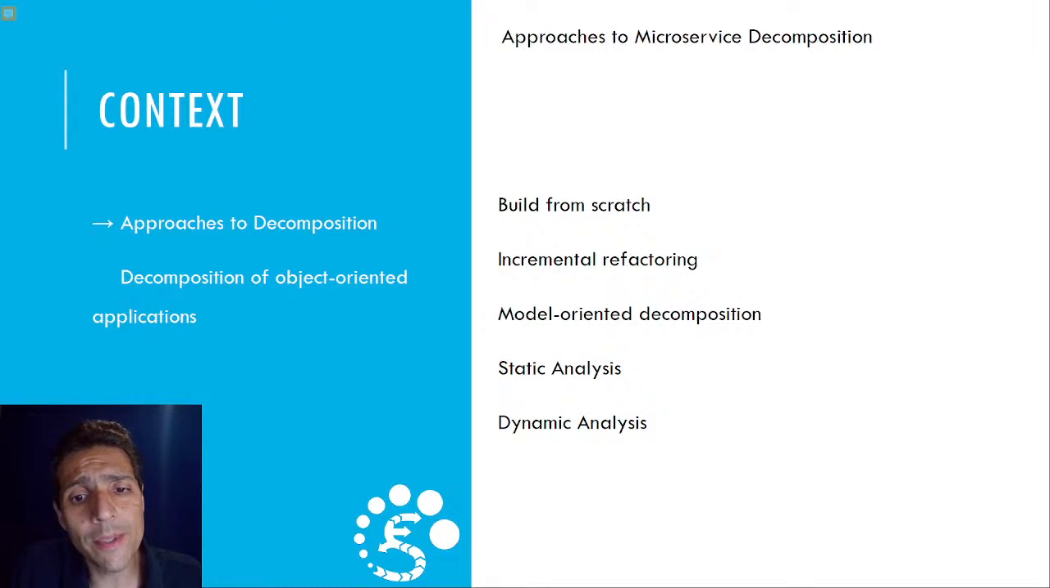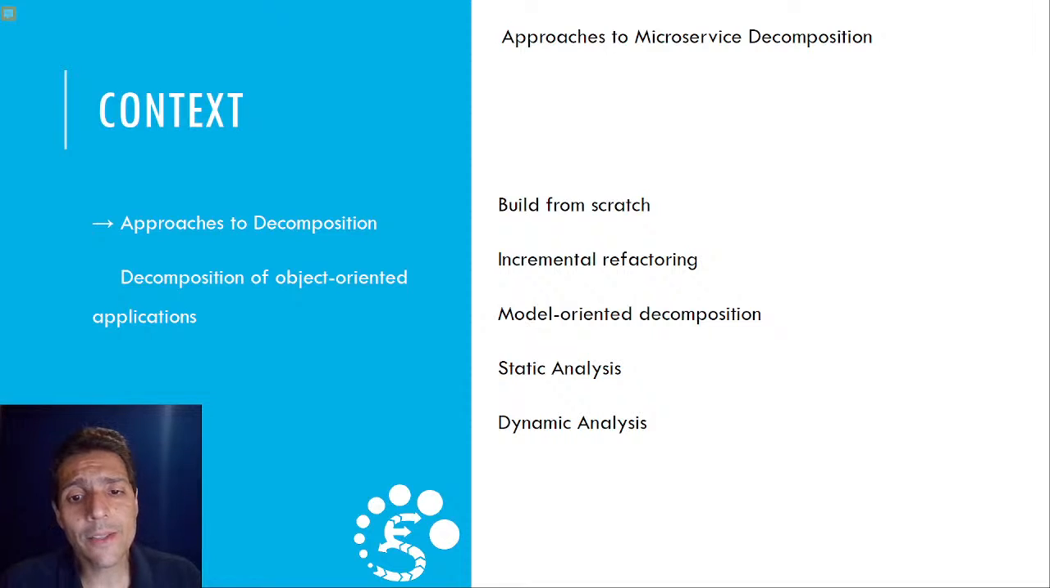Static analysis uses source code to analyze and decompose a monolith into microservices. You use software that analyzes the code and makes a call graph where you can see which class calls each other module or each other class. Based on that, you can define coupling and cohesion parameters that make it possible to automatically decompose, or at least automatically suggest, microservice decompositions.